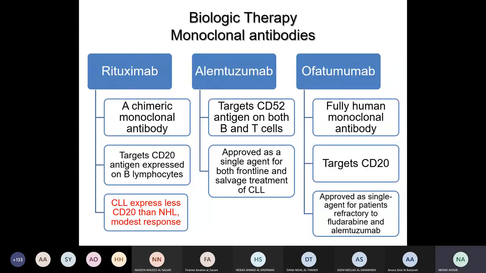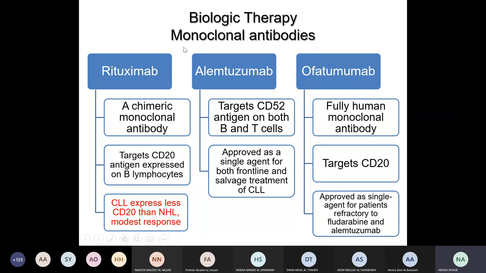ال B cell as we said this is a B cell disease. CLL is a B cell disease. فبالتالي the B cell is positive to certain unique surface markers like CD20. فبالتالي I can add targeted therapy to chemotherapy. Actually it has been found that if you add anti-CD20 monoclonal antibodies the response is even improved.